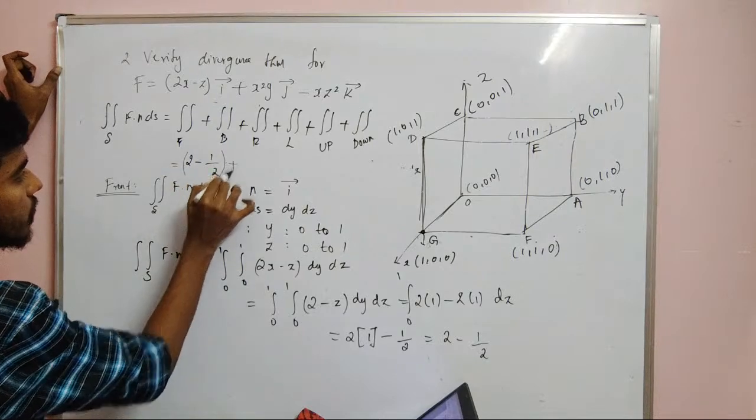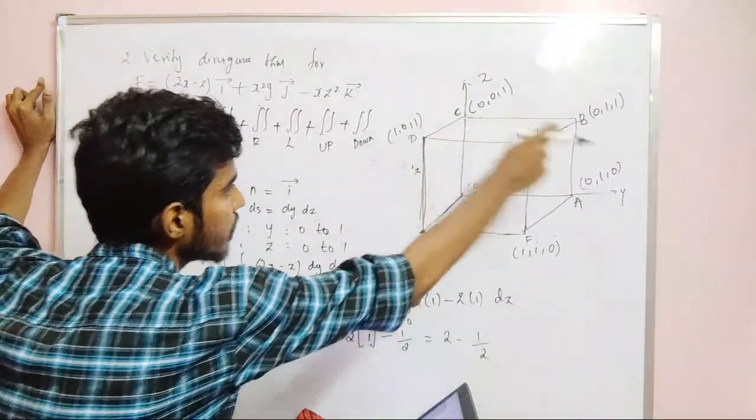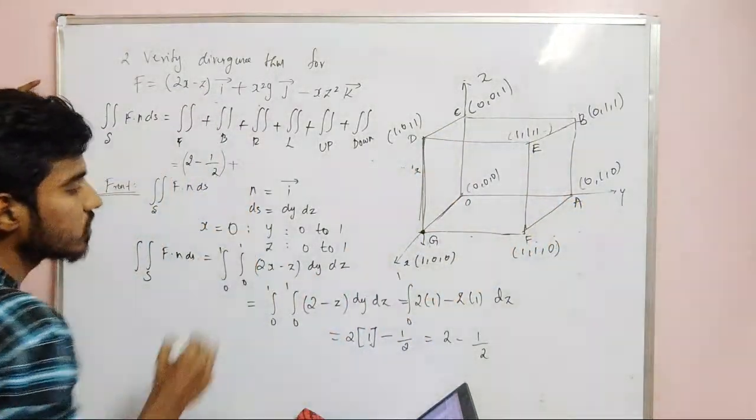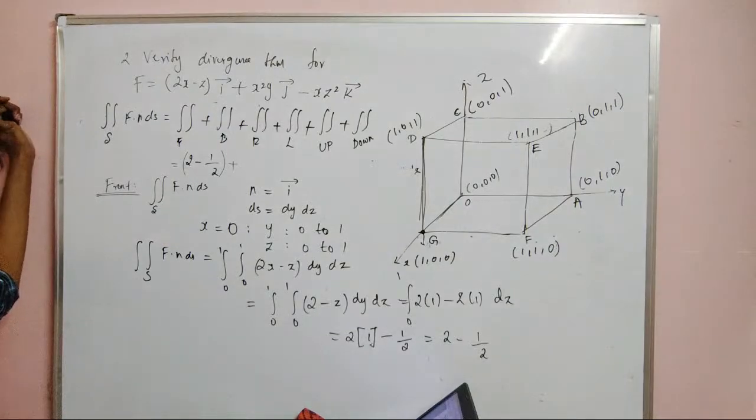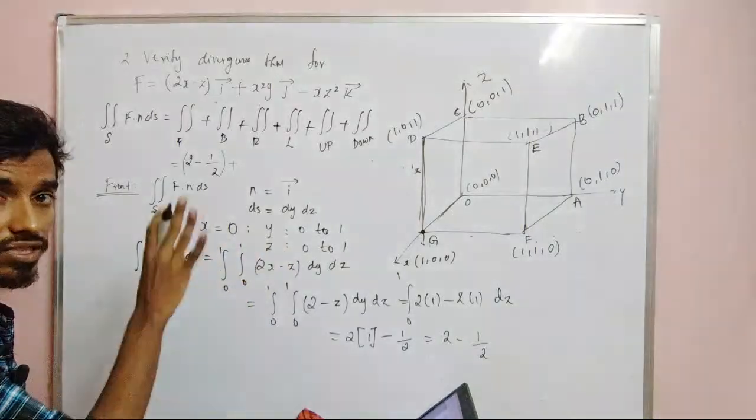This is our front. Now we need to find back, and for back you can see OCBA, x is equal to 0, right? Everything follows the same pattern, right? So this won't change, right? Same as the previous problem.